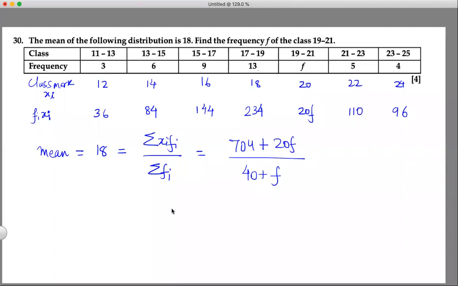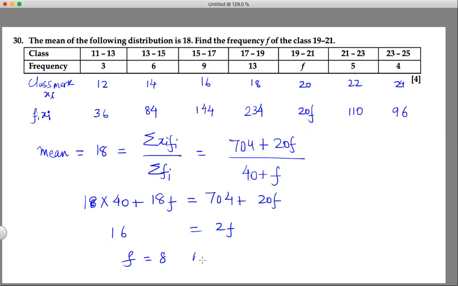And this is equal to 18. So we have to cross multiply, 18 into 40 plus 18f is equal to 704 plus 20f. So 2f is equal to 18 into 40, which is 720, minus 704, 16. So f is equal to 8. Okay, that is our answer.